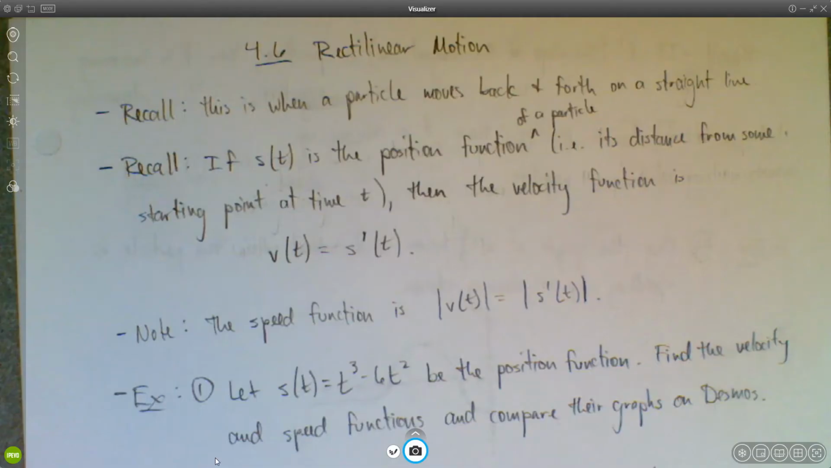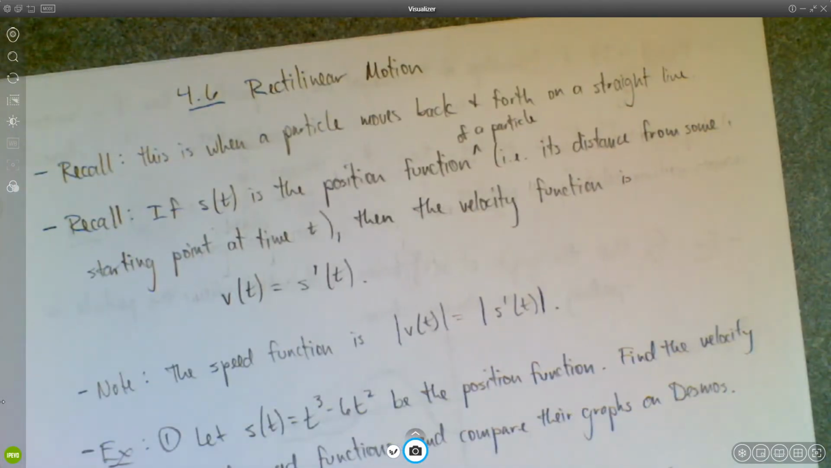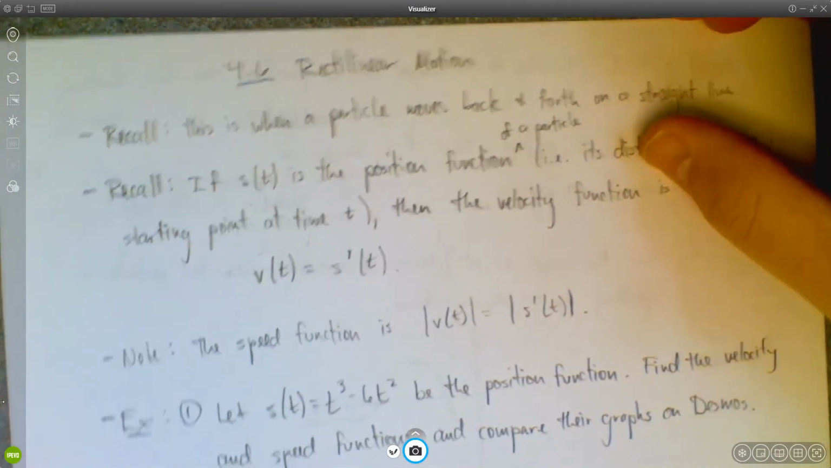Okay, let's talk about rectilinear motion, which we actually talked about way back in chapter 2 when we were first introducing the derivative. We're going to talk about this in a little bit more detail now. So just to remind you what rectilinear motion is all about. This is when a particle moves back and forth in a straight line.